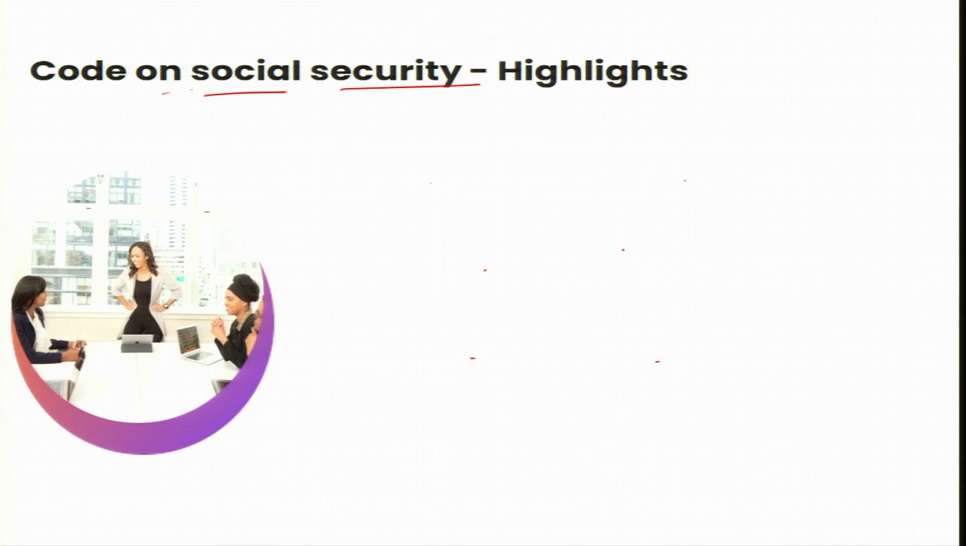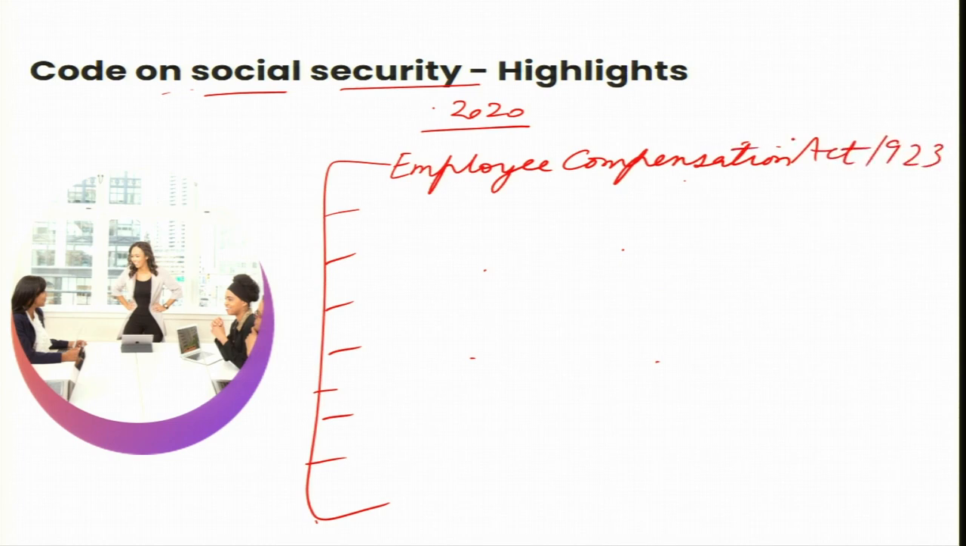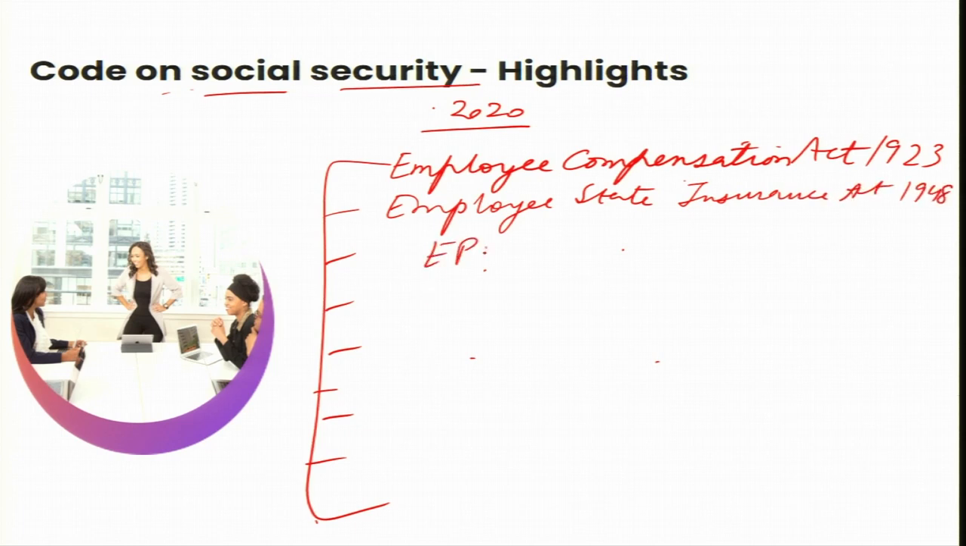So let me just brief you on certain laws which have been codified into the Code on Social Security 2020. What are these acts? Number one is the Employee Compensation Act 1923. Another one is the Employee State Insurance Act 1948. Then we have the EPF, Employee Provident Fund and Miscellaneous Provisions Act 1952. Then we have the Employment Exchange Act 1959.